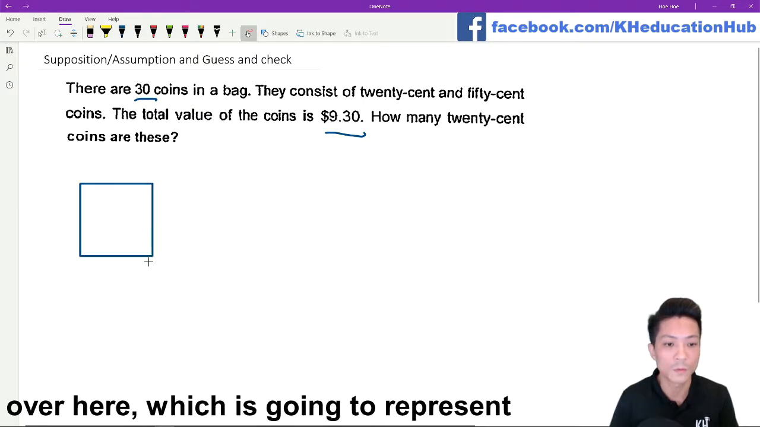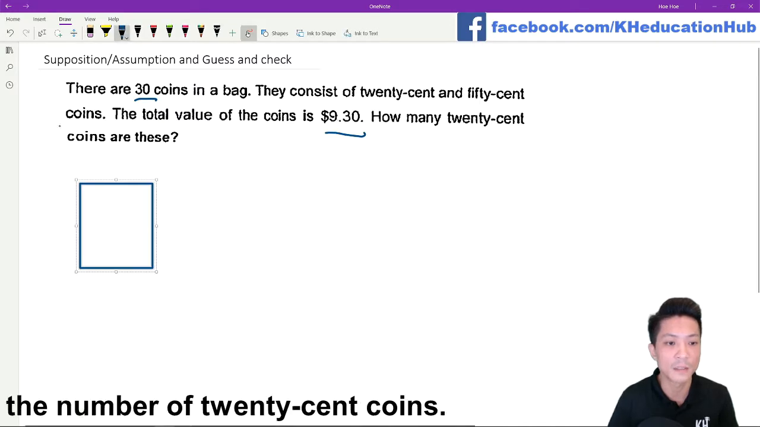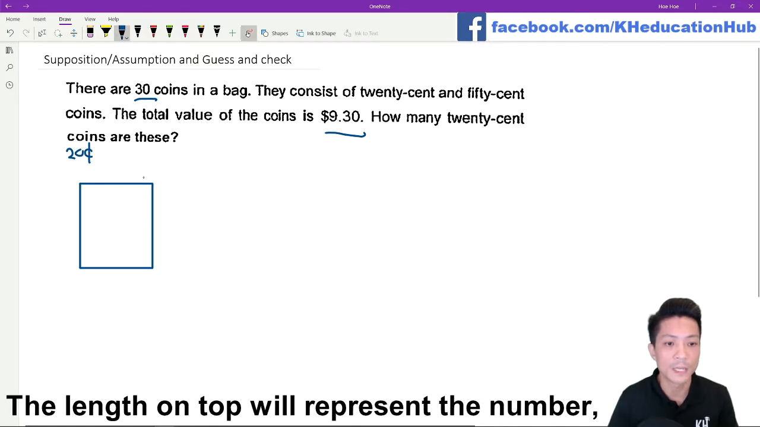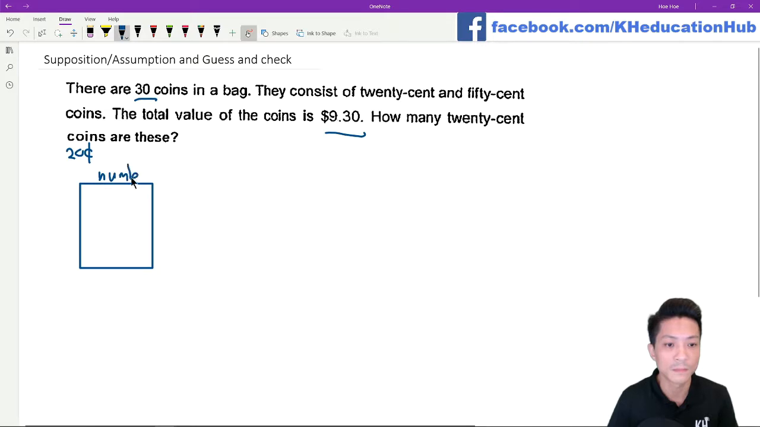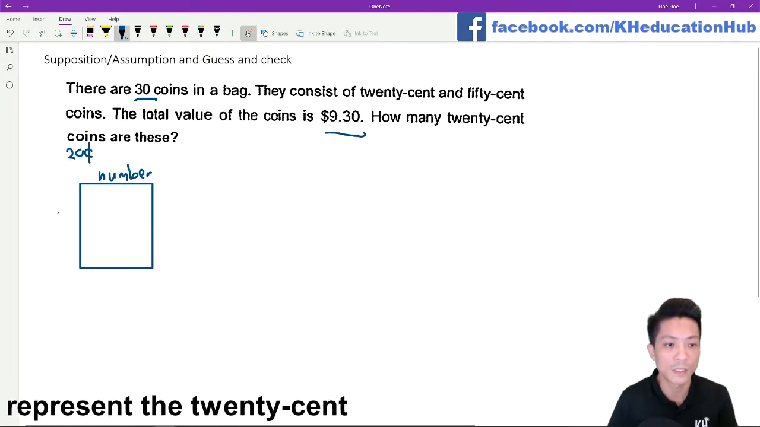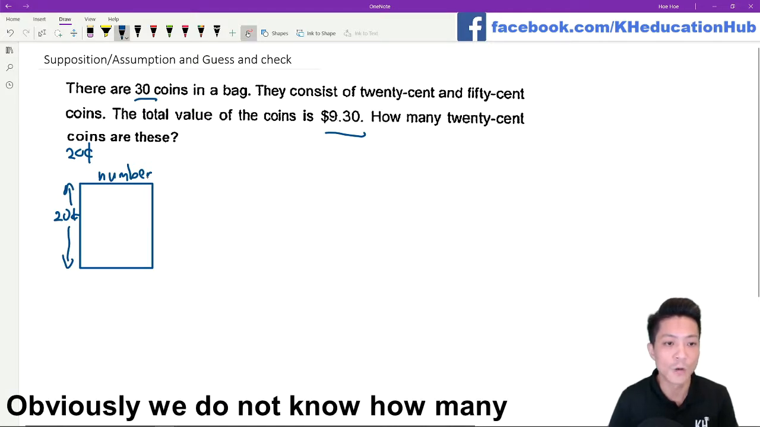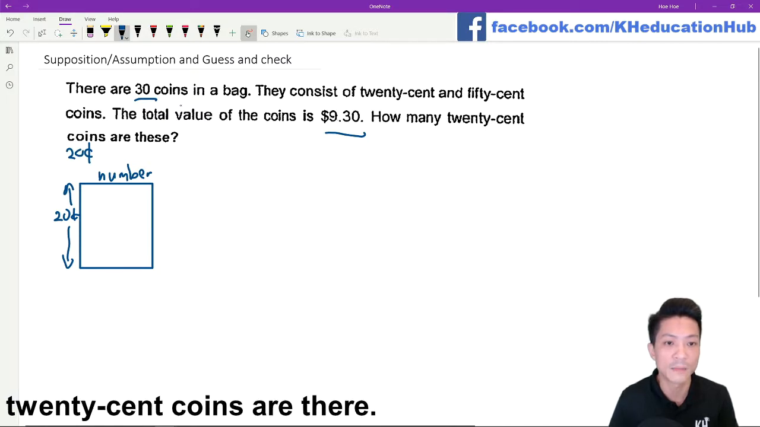over here, which is going to represent the number of 20-cent coins. Okay, the length on top will represent the number. And then the height over here will represent the 20 cent. Here to here. So obviously we do not know how many 20-cent coins are there.